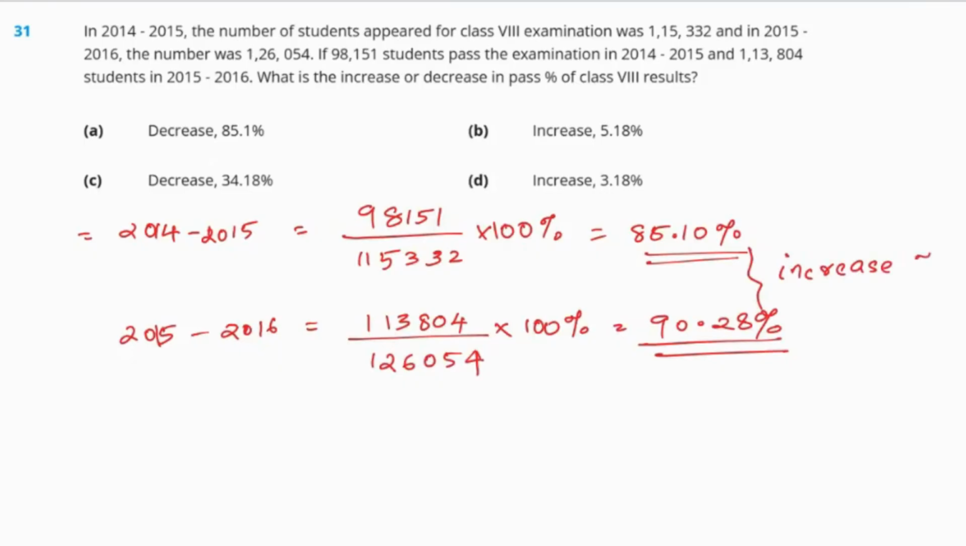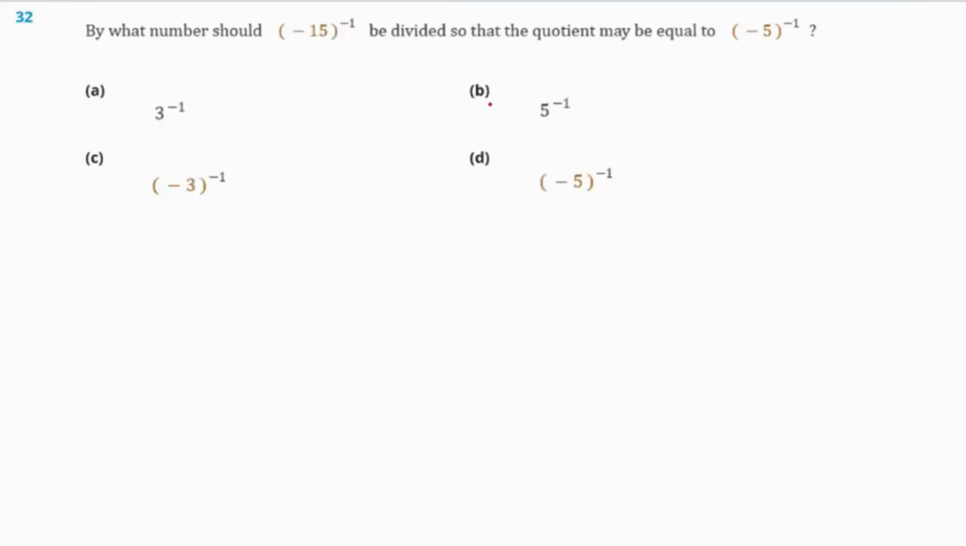So there is an increase in percentage, and how much is it increased? We have to subtract 90.28 minus 85.10, which is 5.18% increase. So we can say the answer is increase and 5.18%. The correct option is option B, increase and 5.18%.